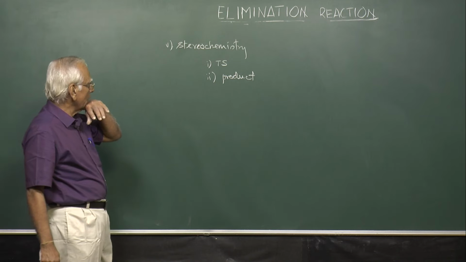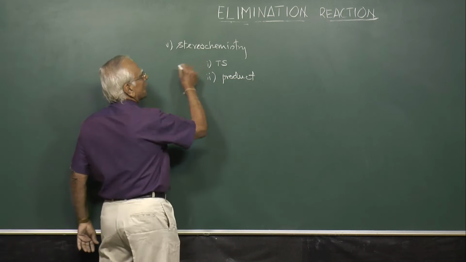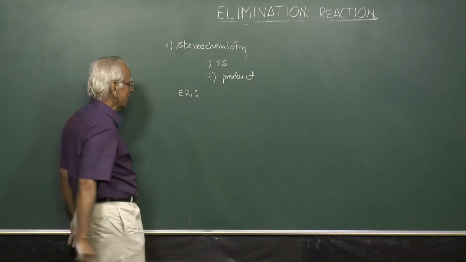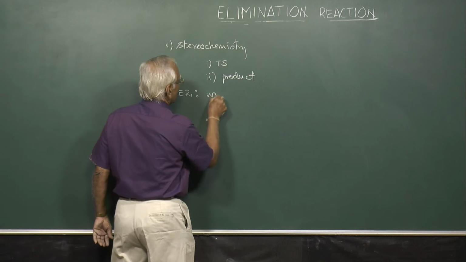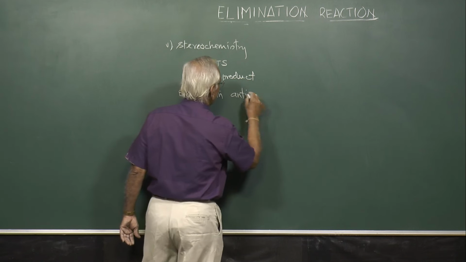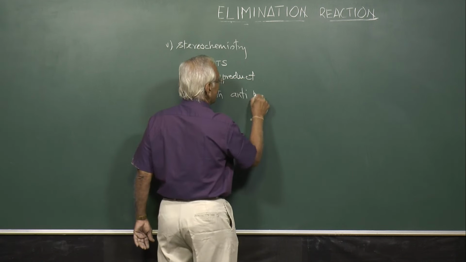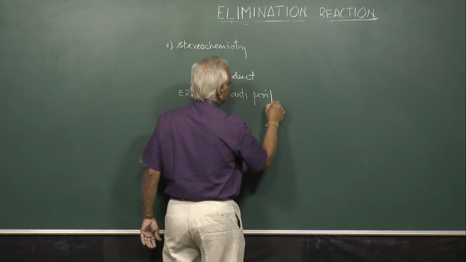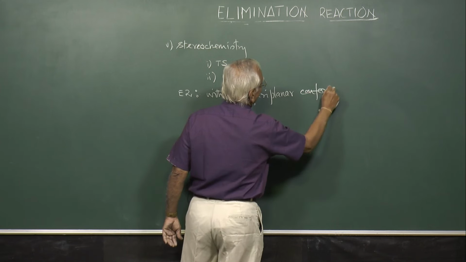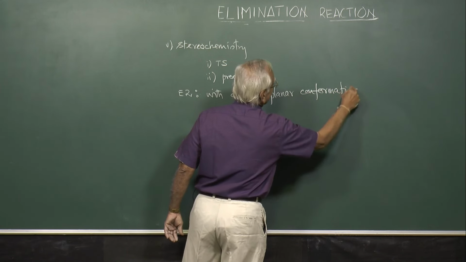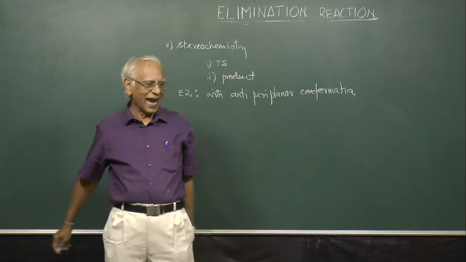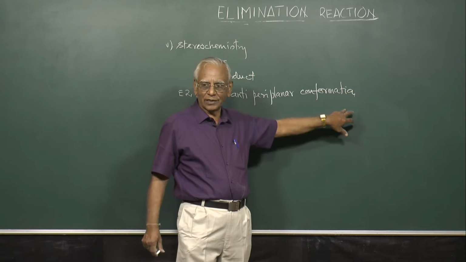Now, the E2 reaction goes with an anti-requirement. It requires anti-periplanar conformation. I mentioned this in the beginning. Why did I want to choose the hydrogen away from the halogen? Anti-conformation. That is important for me.